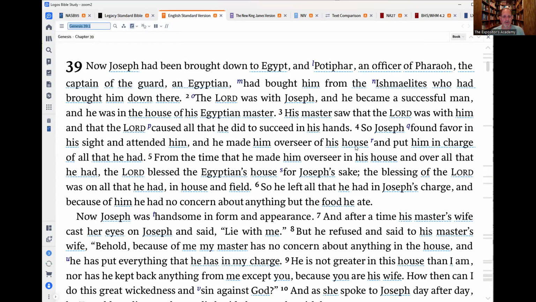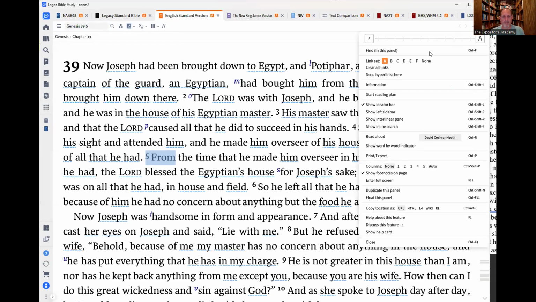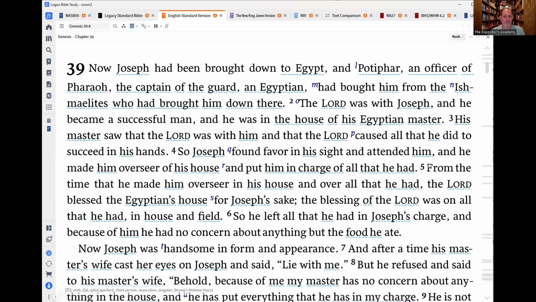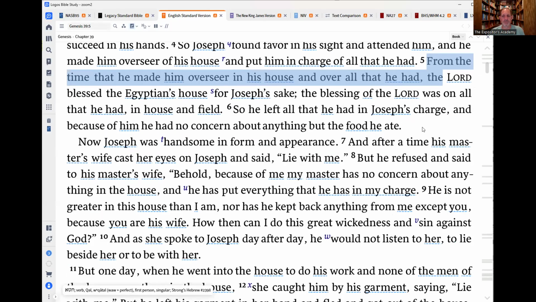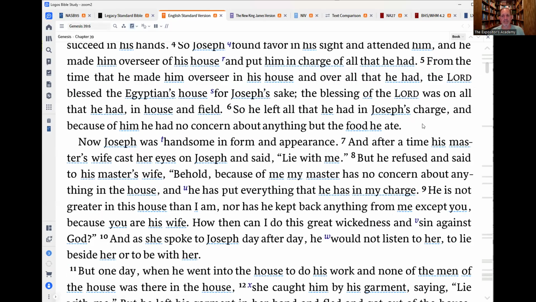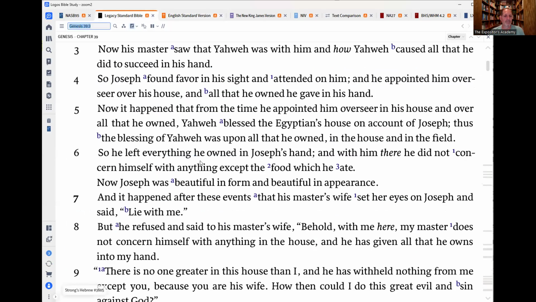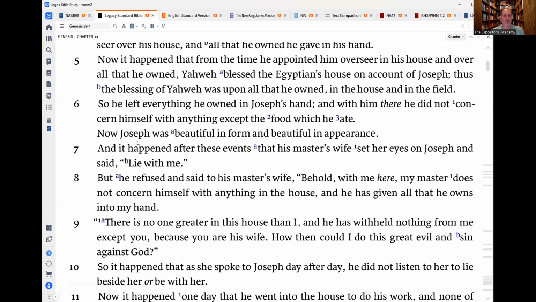Let me pick it up here at verse 5. From the time that he made him overseer in his house and over all that he had, the Lord blessed the Egyptian's house for Joseph's sake. And the blessing of the Lord was on all that he had in house and field. So he left all that he had in Joseph's charge, and because of him had no concern about anything but the food he ate. Now Joseph was beautiful in form, beautiful in appearance.